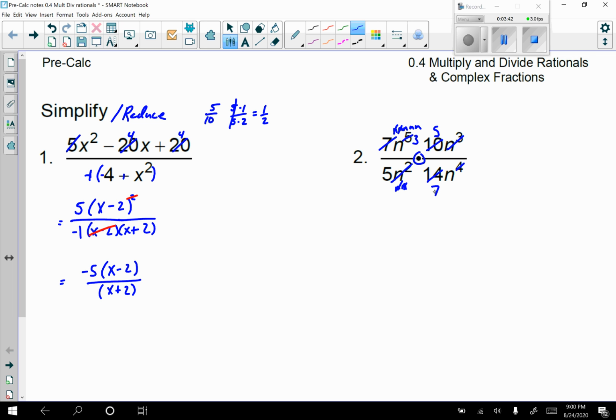So 7's cancel. We're getting a lot of stuff here. 5's cancel. It's getting pretty messy, but all I'm left with is n cubed on top and an n on the bottom. So one of them can cancel, and we have n squared for the full answer. We can write it out further, but hopefully you can follow along with everything we were crossing out as we went along. There's a lot of different ways to cross-cancel things in there. But remember, with multiplication, any factors cancel from a numerator and denominator.